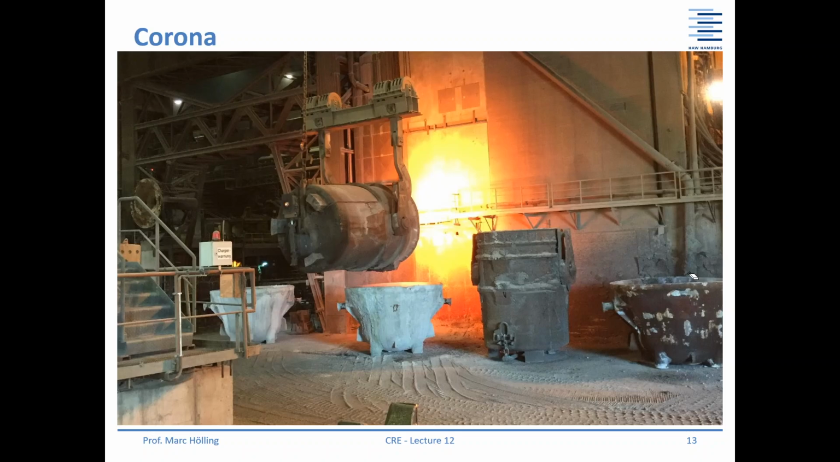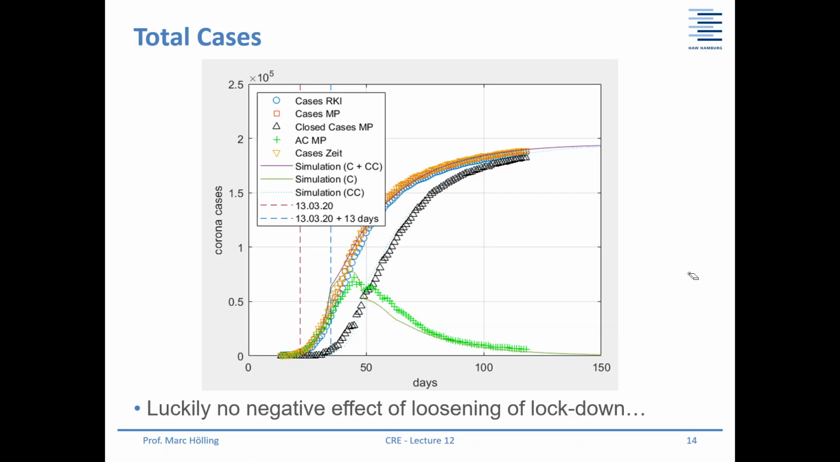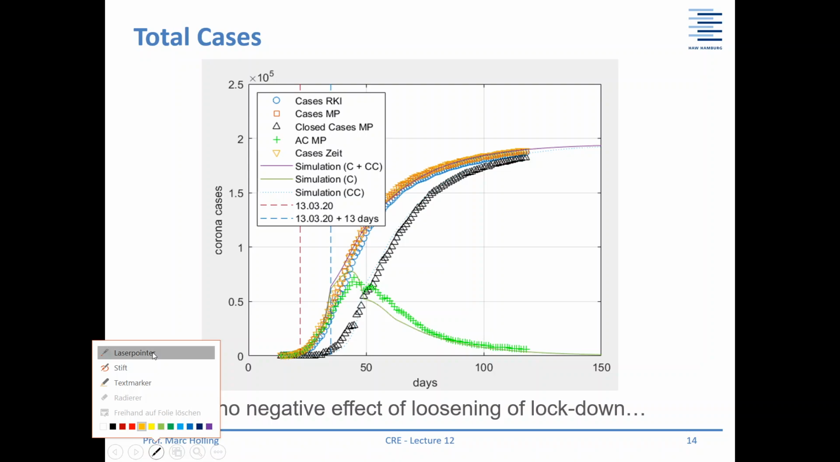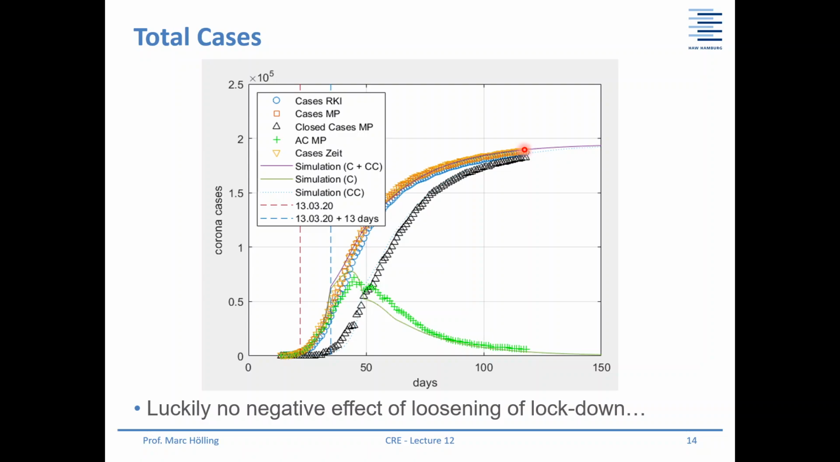And what has happened in the last days? Even though we decided to open up the schools again, and you can go shopping now, the corona cases are not exploding. We don't see any exponential growth, and everything is very limited. And luckily I was wrong.